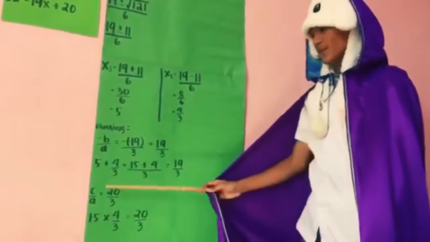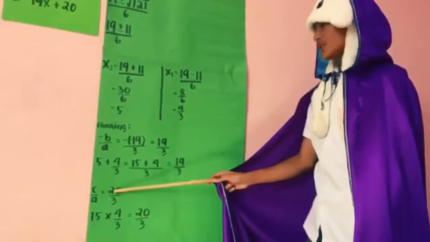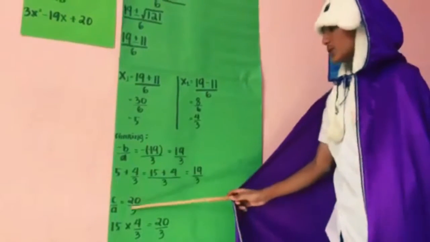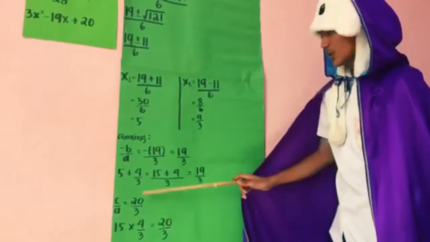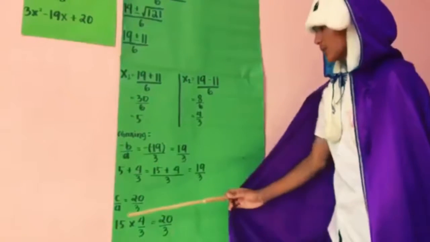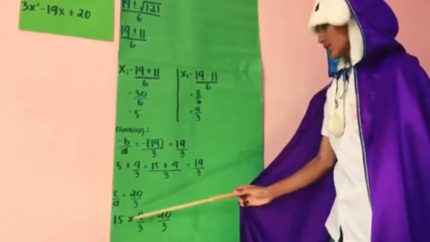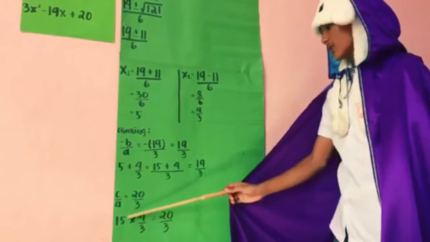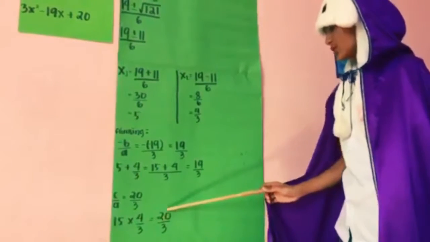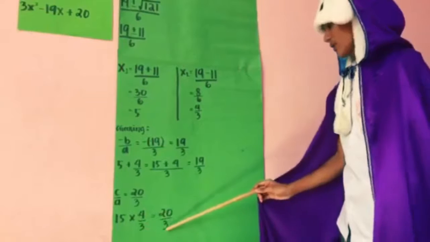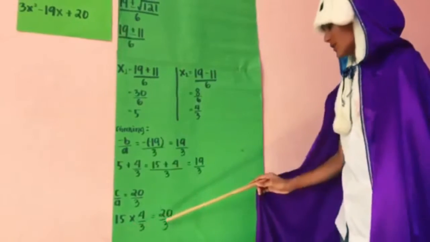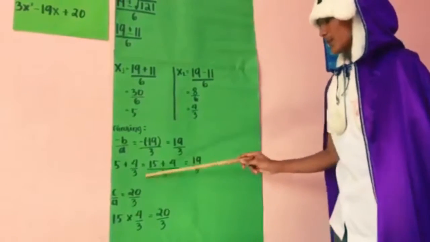In C over A, we need to use multiplication. C over A, C is 20, then A is 3. So 20 over 3. Then multiply them. 5 times 4 over 3. Then 5 times 4 equals 20. Then copy 3. 1 times 3, so 20 over 3. The same.